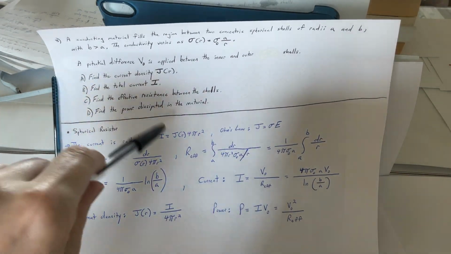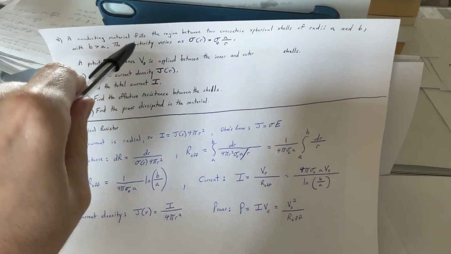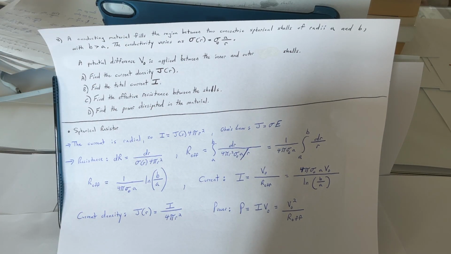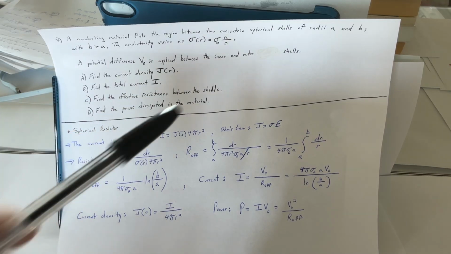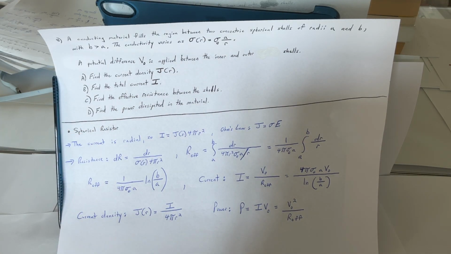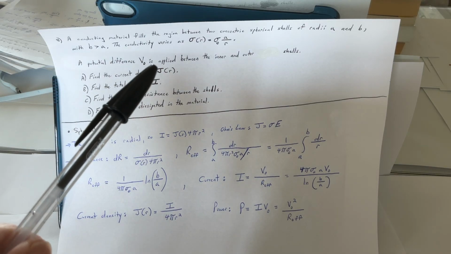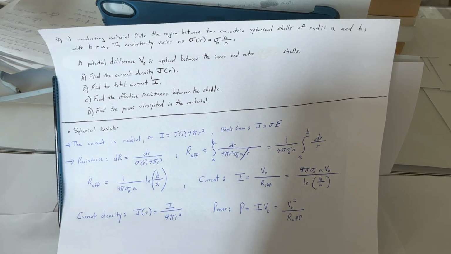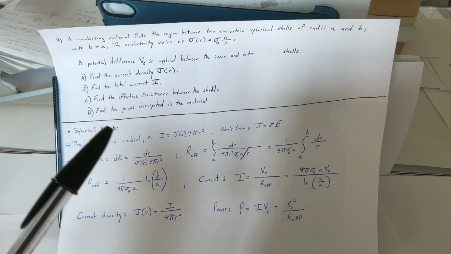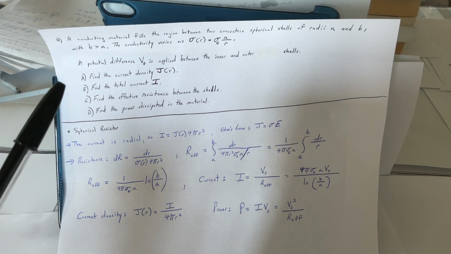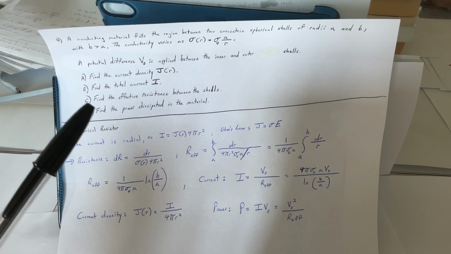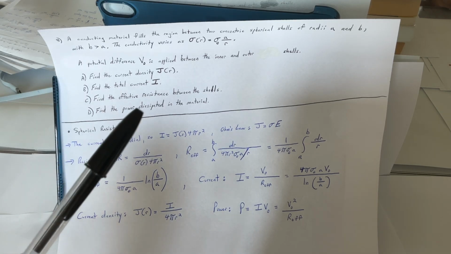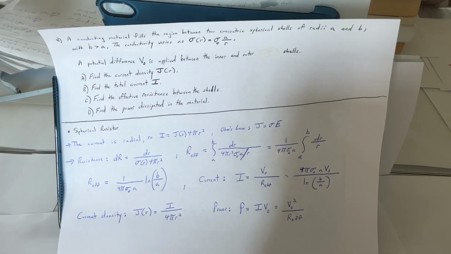For number 8 here, we have a conducting material that fills the region between concentric spherical shells of radii A and B, with B greater than A. The conductivity varies as sigma of r equals sigma naught times A over r. A potential difference V naught is applied between the inner and outer shells. Find the current density J of r, find the total current I, find the effective resistance between the shells, and find the power dissipated in the material. So this is a spherical resistor problem.